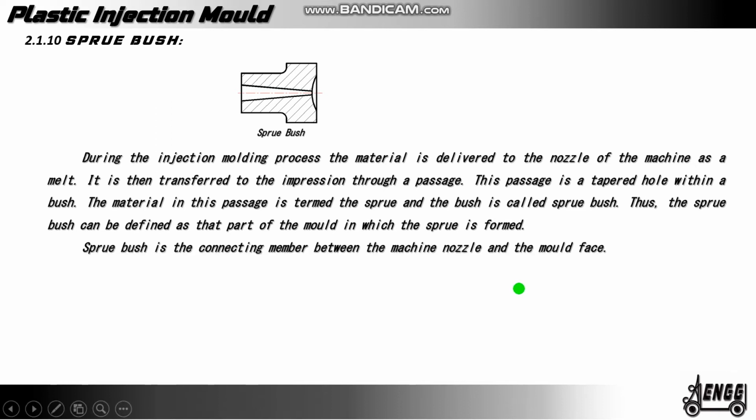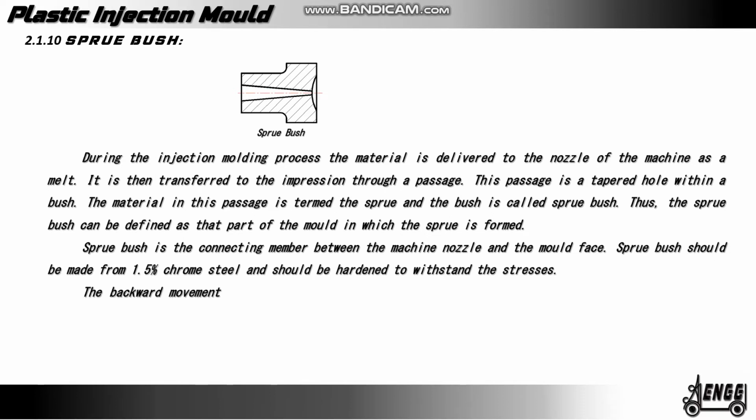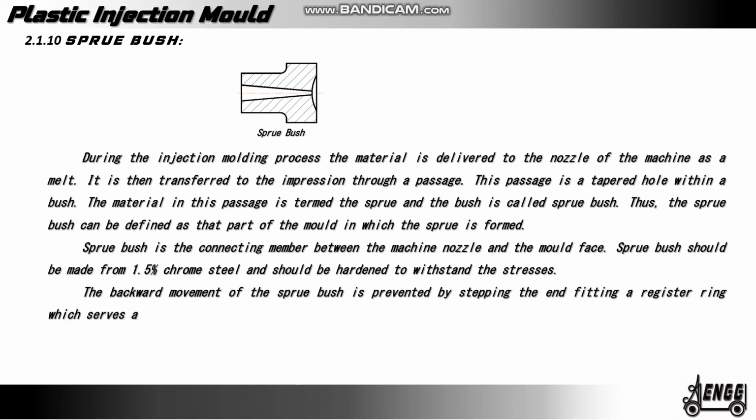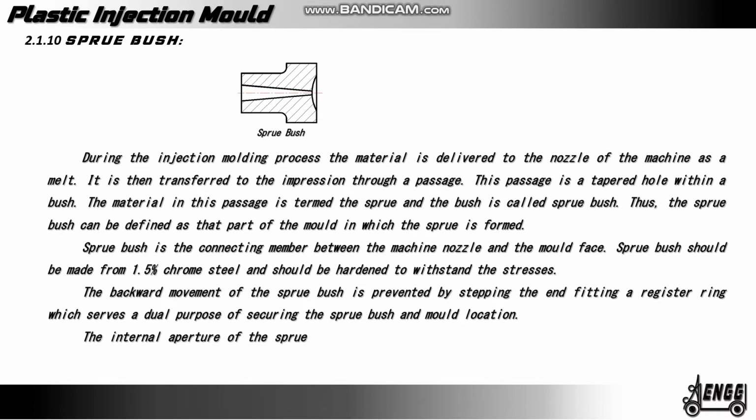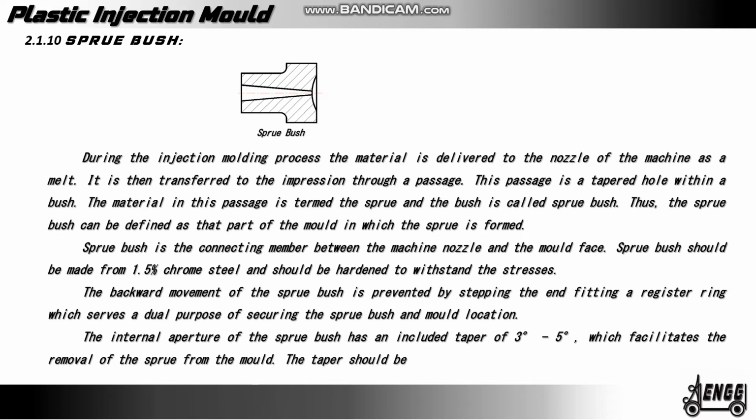It should be made from 1.5% chrome steel and should be hardened to withstand the stresses. The backward movement of the sprue bush is prevented by stepping the end and fitting a register ring, which serves the dual purpose of securing the sprue bush and locating the mold. The internal aperture of the sprue bush has an inclined taper of 3 to 5 degrees, which facilitates the removal of the sprue from the mold. The taper should be highly polished.